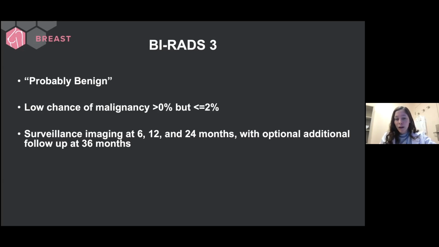And then at 24 months. Similarly, that should be at the time that they would be coming in anyway for their annual imaging. There is an optional follow-up at 36 months.